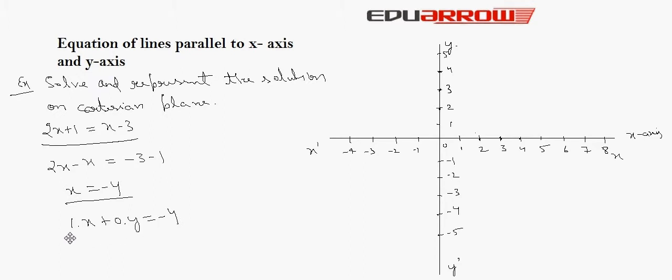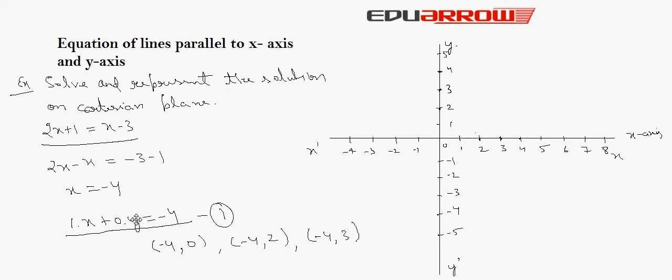Now this is the equation in two variables x and y. Now for this equation denoted by 1, for any value of y, x will always remain minus 4. So we can take any value of y, say 0, we can take 2, we can take 3. So here we observe that for any value of y, x will always be minus 4.